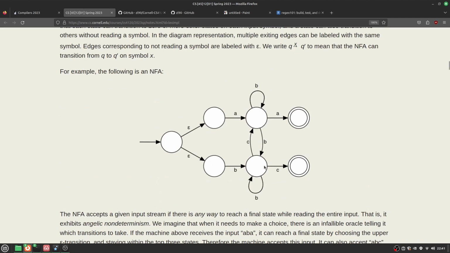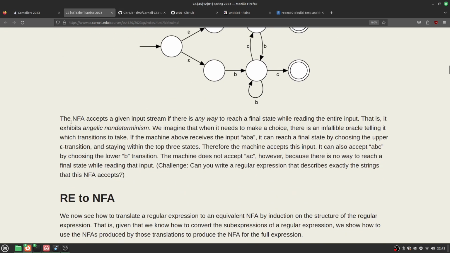So if we're here, the next input symbol read is B, we have to stay here. If it's C, we can either go to this end state, or we can go up to this state. The NFA accepts a given input stream if there is any way to reach a final state while reading the entire input. That is, it exhibits angelic non-determinism.